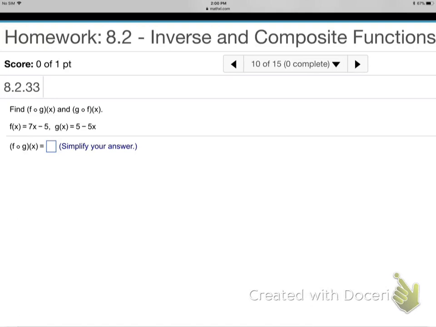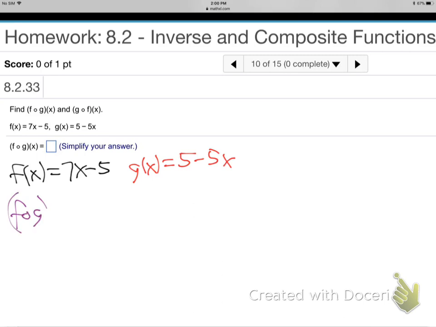All right. Here is composition of functions. So we have f of x. Let me bring it over here. So f of x is 7x minus 5. And the other function, g of x, is 5 minus 5x. And what they're asking me for is f o g of x, fog of x. What is that?